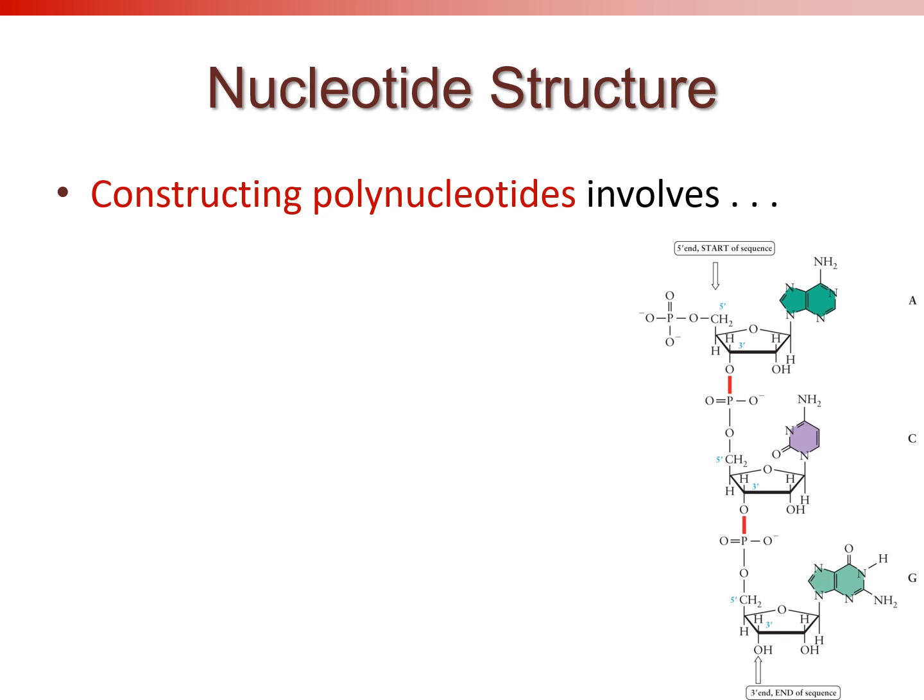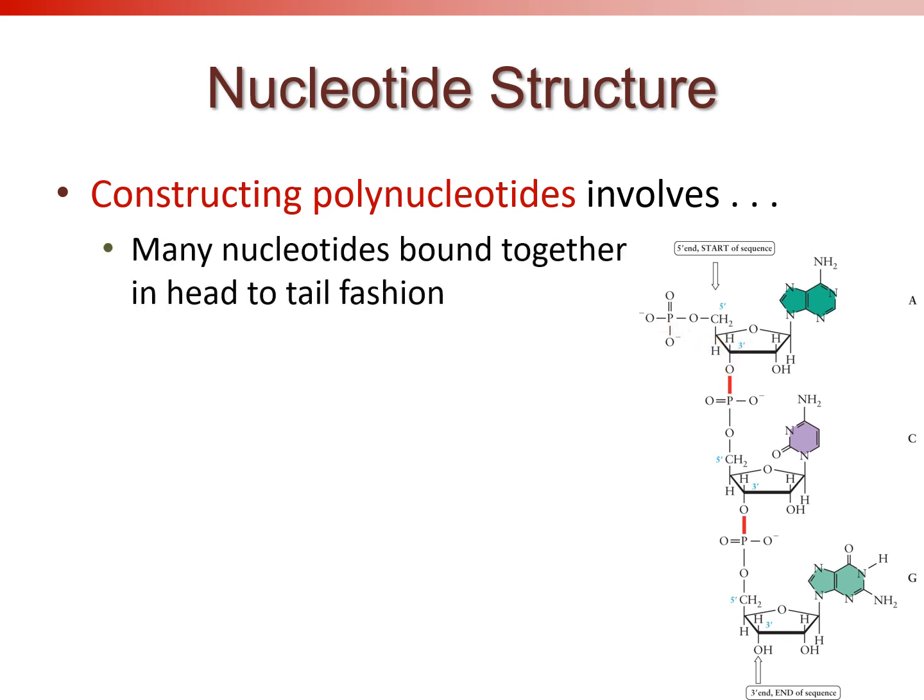So if we look at this image right here, starting up here at our 5th carbon, we have a phosphate group. But then bonded to the 3rd carbon of this ring is another phosphate group of this ring. This phosphate is attached to the 5th carbon, but the phosphate group from the ring below it is attached to the 3rd carbon. So this alternating sugar ring, phosphate group, sugar ring, phosphate group is what creates what's known as that sugar phosphate backbone.